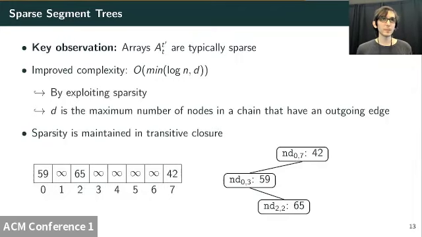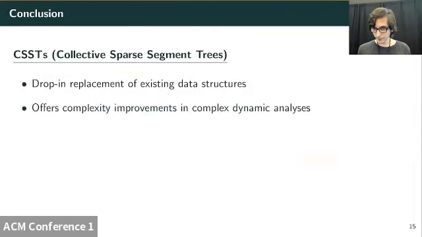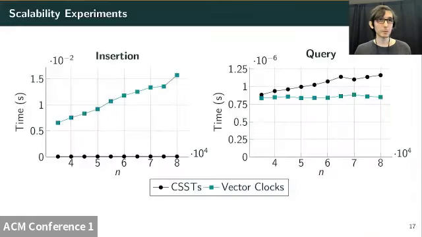It's not always the case, but for queries, we also have some other optimization that I did not talk about. In practice, we can answer most queries almost in constant time. We also have some scale-up experiments, where we compare the vector clocks with CSSTs. We can see that for insertion, vector clocks are very bad compared to CSSTs. And for queries, vector clocks are better than CSSTs, but not far better. They're still comparable. Okay, thank you.